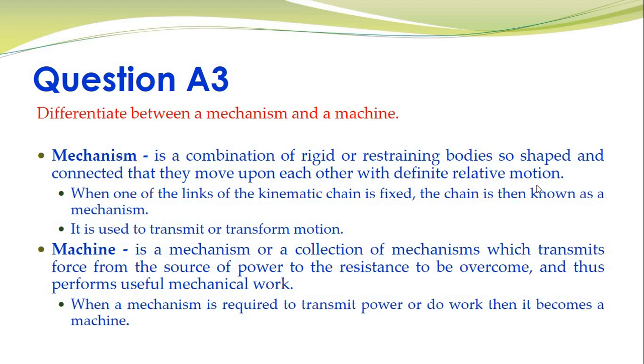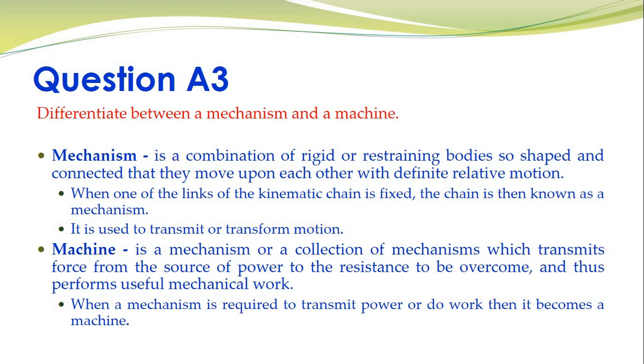definite relative motion. The simplest mechanism is a 4-bar chain, and in a 4-bar chain we fix one of the links and we get a mechanism which transfers motion. One common example of a mechanism is a slider crank mechanism. A slider crank mechanism converts rotary motion to reciprocating, or vice versa. And you can see this slider crank mechanism in car engines, right? So that is a mechanism.